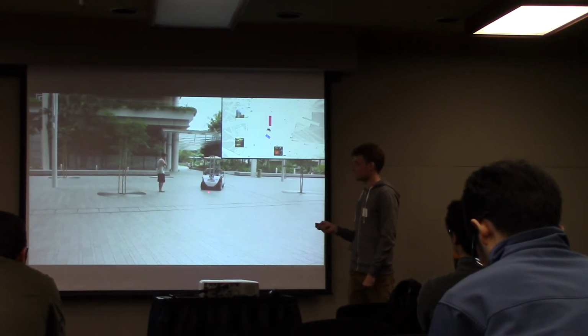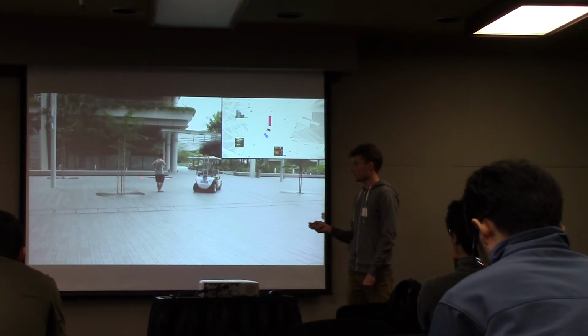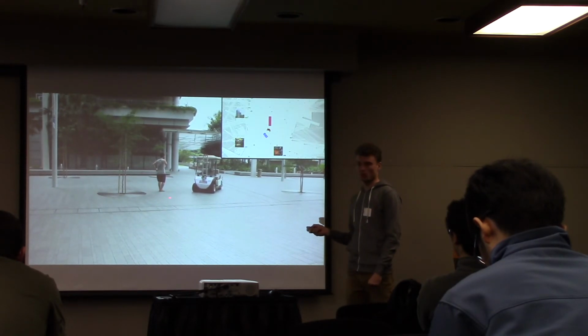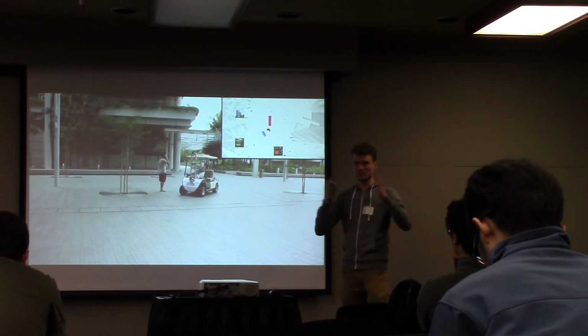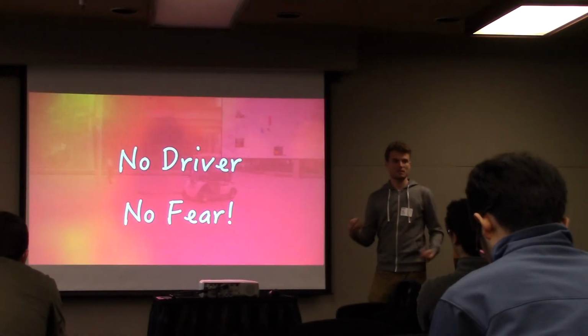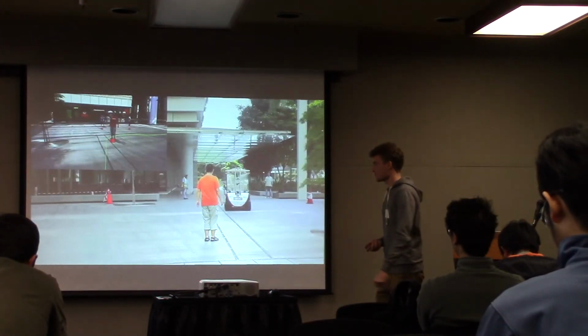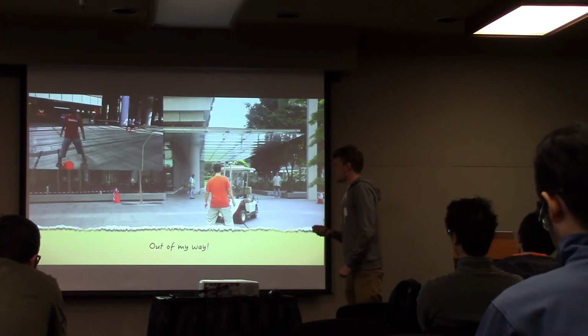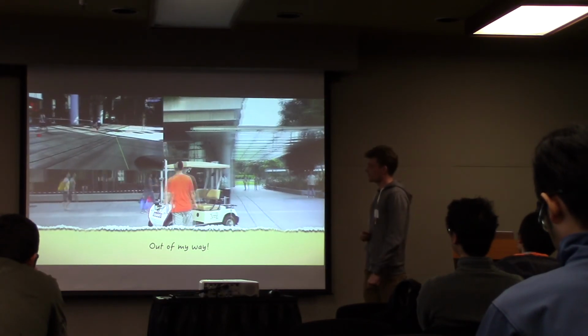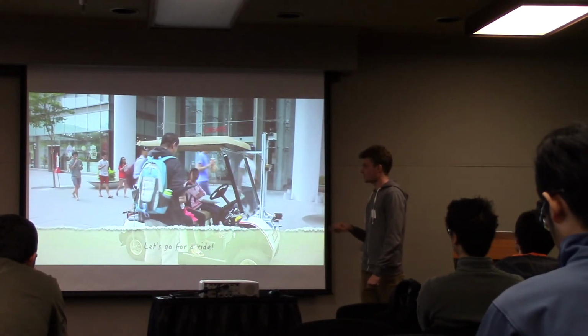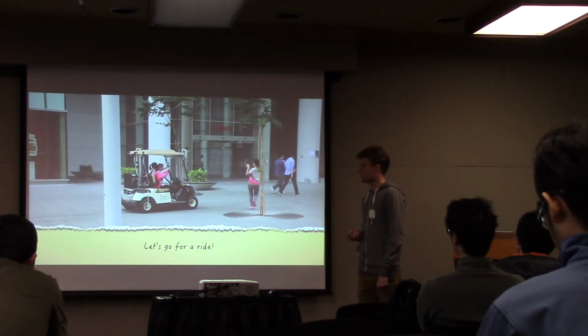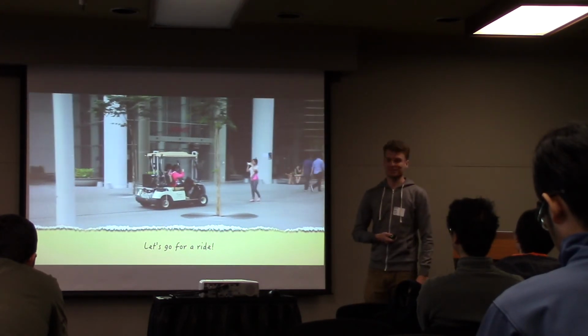In this example, you can see that it's approaching that person. Initially, it doesn't know whether the person is going to continue walking, but after some time, it integrates its observations and it's certain enough that it can proceed. You can also see this: someone is trying to block its way. Also, the kids enjoy riding this vehicle.